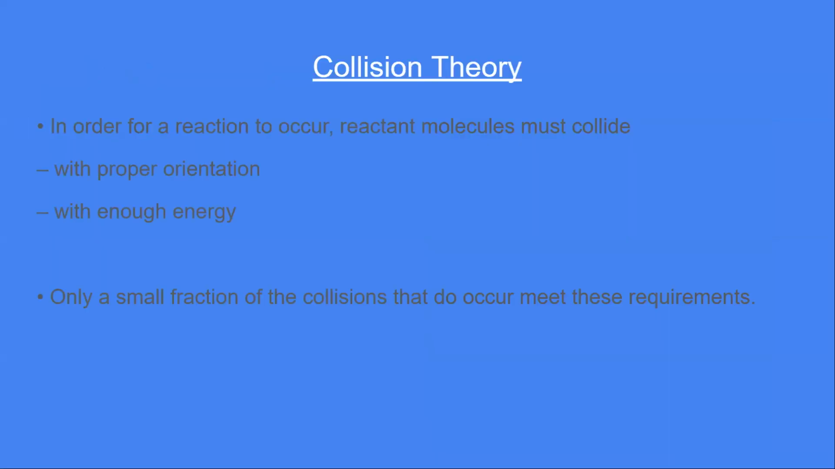Now we are into the collision theory. This is very, very important for us to understand the rate of reaction and the factors that affect the rate of reaction. In order for a reaction to occur, the reactant molecules must collide, but not any collision is going to produce a reaction. The molecules that are colliding must collide with the proper orientation. So they must hit each other at a particular angle for the reaction to occur. And these reactants must have enough energy in order for the reaction to occur.